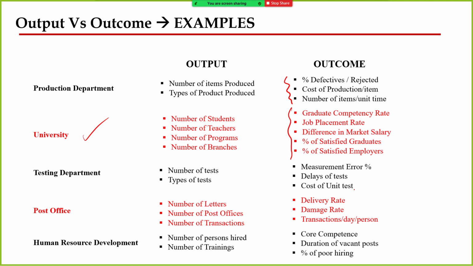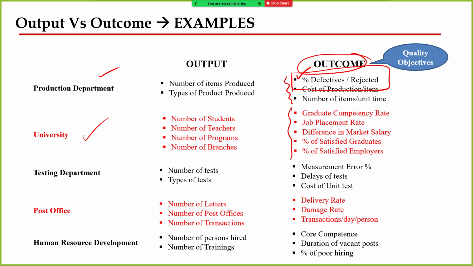So for every process, whenever we are taking the output, you have to identify the critical to quality, which means the measurable outcome, because quality objectives are always developed based on the outcome perspective. Suppose I am working in a production department and the critical to quality I am considering is the percentage of defective units, and I want to reduce this percentage of defective units in our production department. So this is our output.